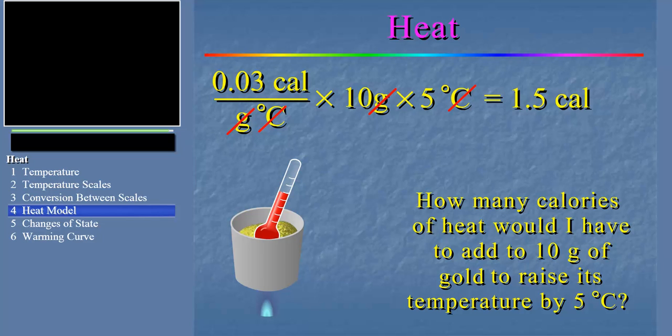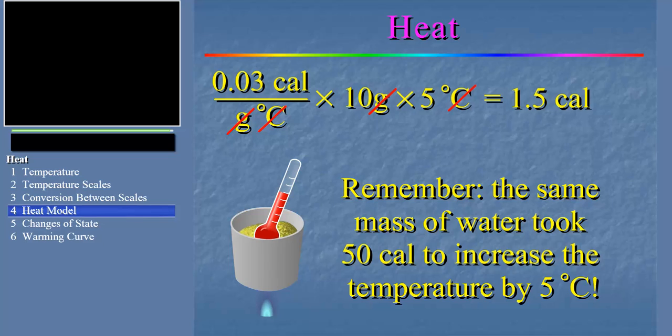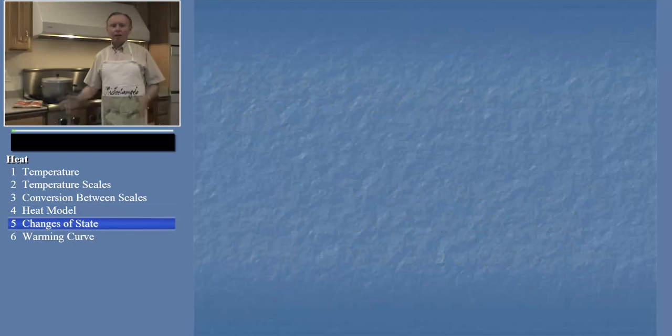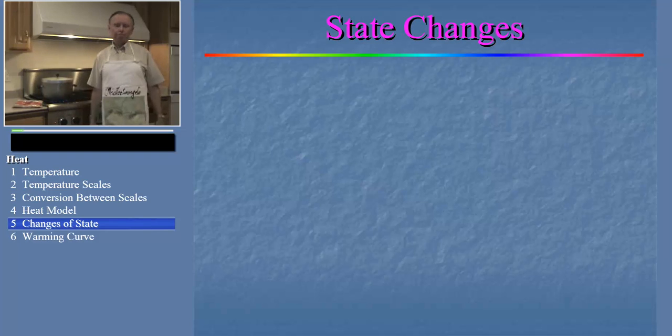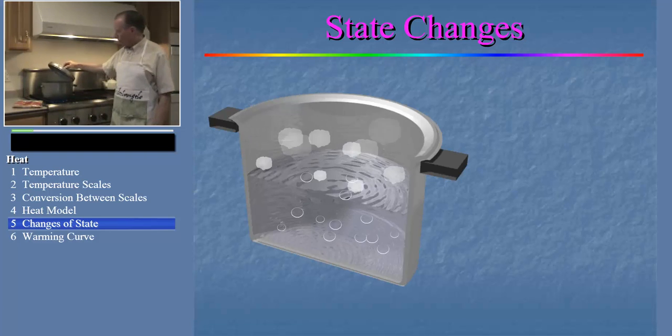Wow, gold heats up really easily, doesn't it? It takes a lot less energy in the form of heat to heat it up than to heat up the same mass of water. A common and very interesting kind of change we see in nature involves the so-called changes of state, like water freezing or boiling. We can apply the heat model to these systems to very effectively describe quantitatively how much energy is involved. Take the boiling of water, for example.